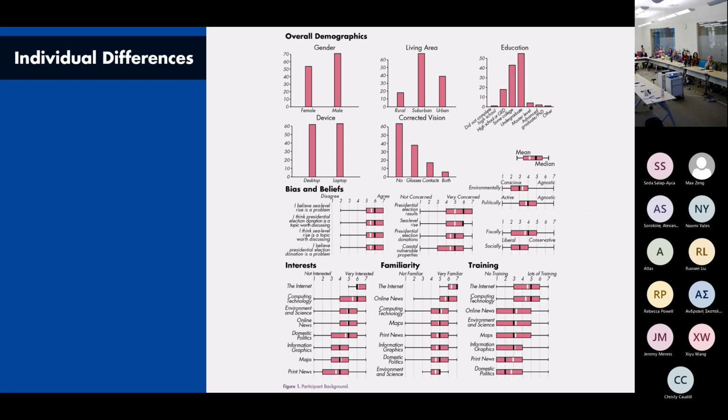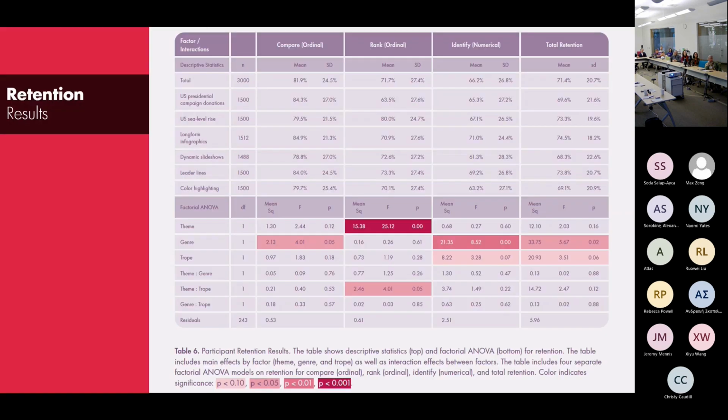And we also collected information about individual differences, including motivation, expertise, and prior beliefs. This information is also in Likert scale format and is also used in our result process steps. So speaking of results, I will switch to our results. All right, so this is one of the factorial ANOVA models for retention.